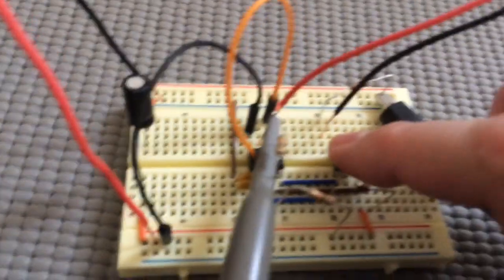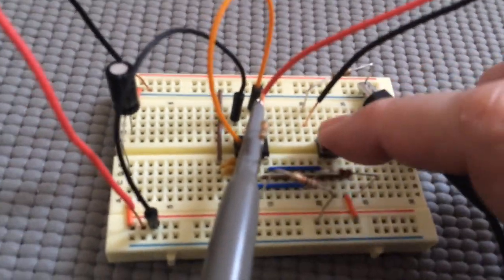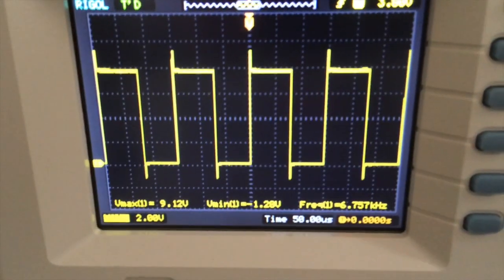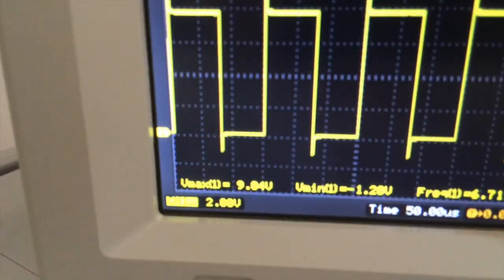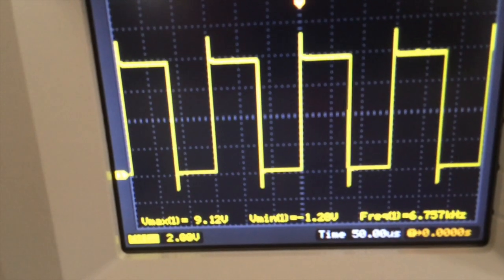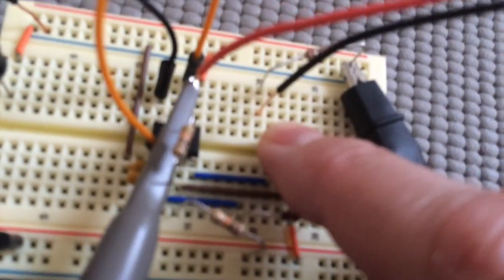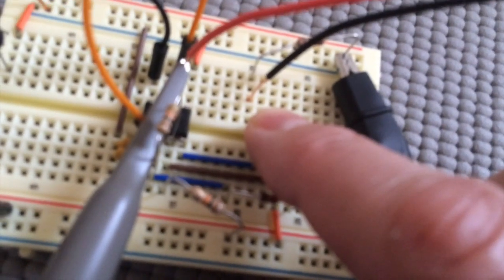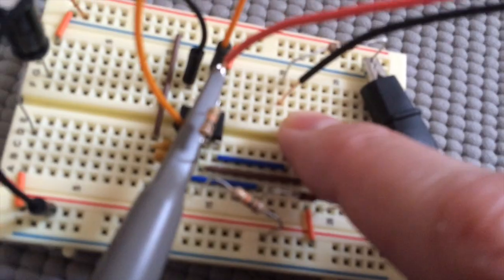and I have set up an oscilloscope to the output, and looking at the oscilloscope display, we see we're getting a square wave output of about nearly 7 kilohertz. So see, the oscilloscope is measuring the voltage across the output.